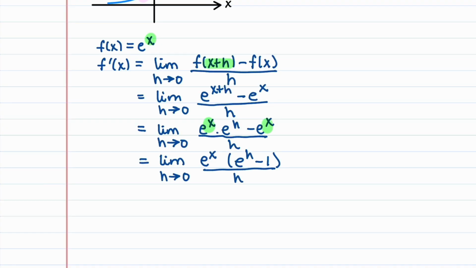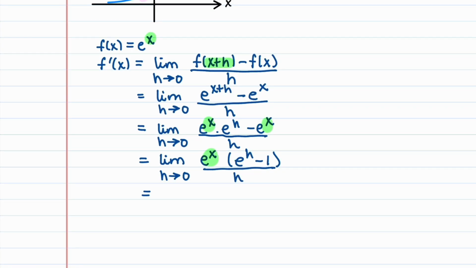Now what we're going to do is take our e to the x and pull it outside the limit because it doesn't have an h with it. So this is e to the x times the limit as h goes to 0 of e to the h minus 1 all over h.